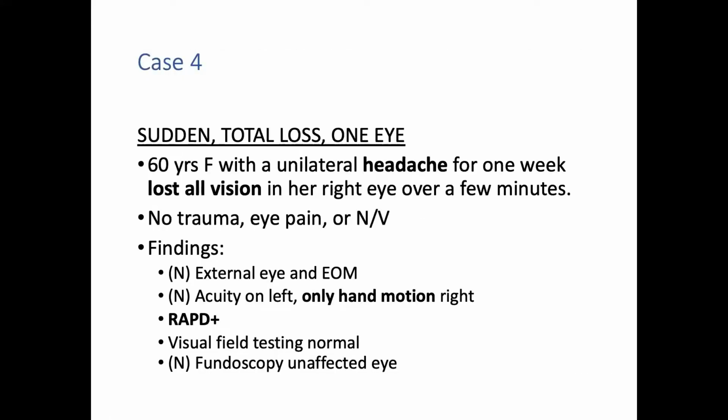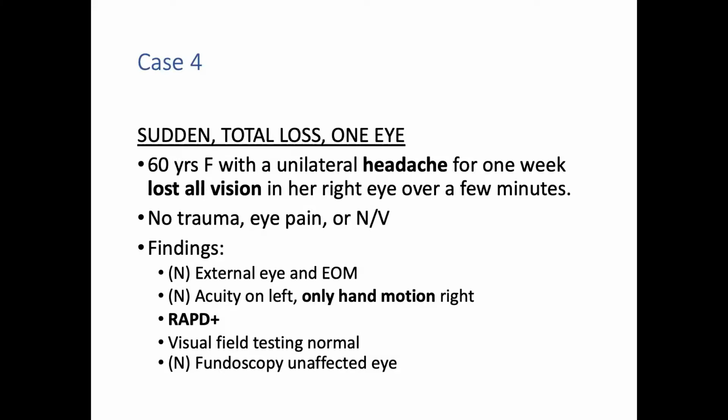All right, so next case. Someone presents, a female with unilateral headache for 1 week, and a loss of all vision in her right eye over a few minutes. No trauma. Again, the external eye is normal. On the left is only hand motion. RAPD is positive. Visual field testing is normal, and fundoscopy on the affected eye is normal.